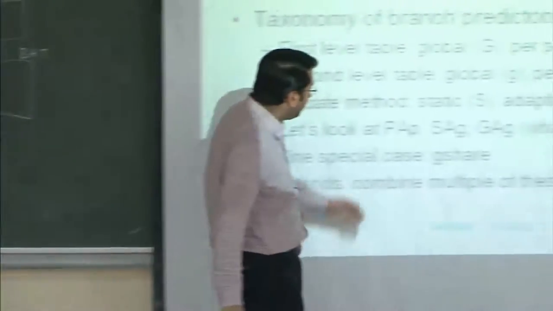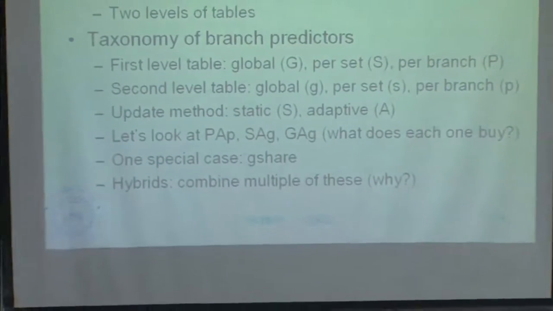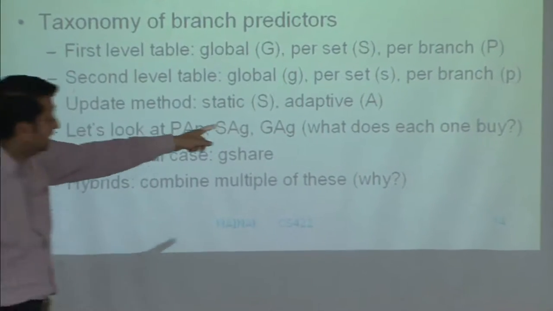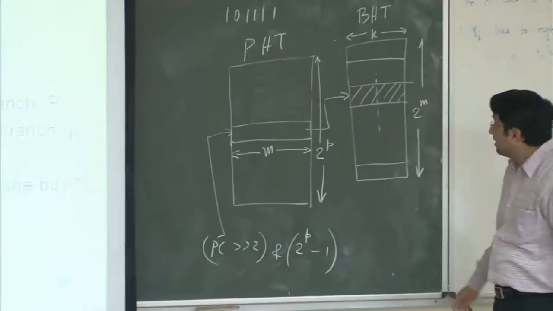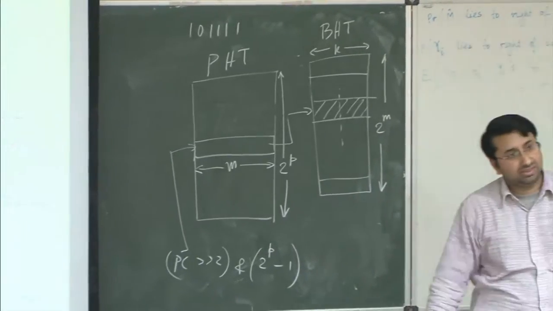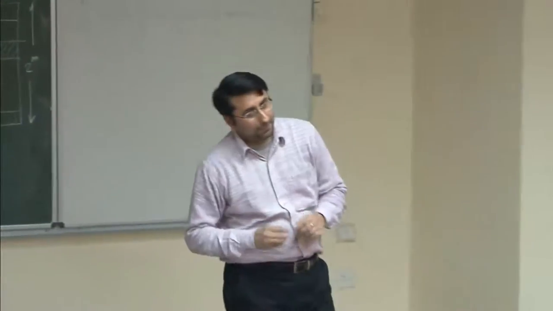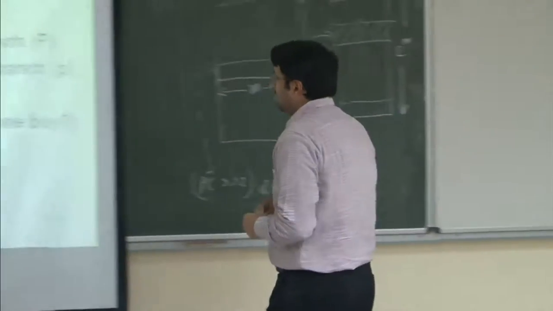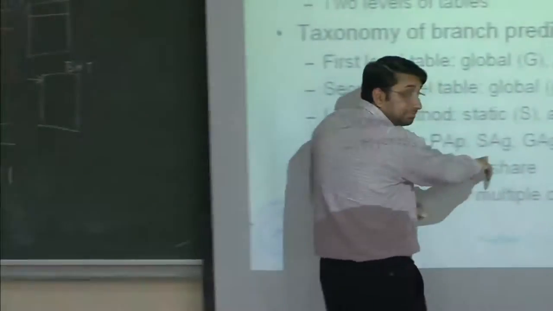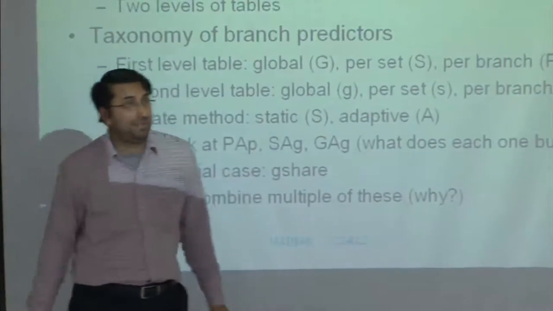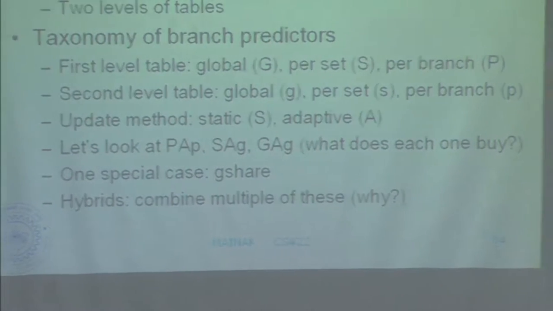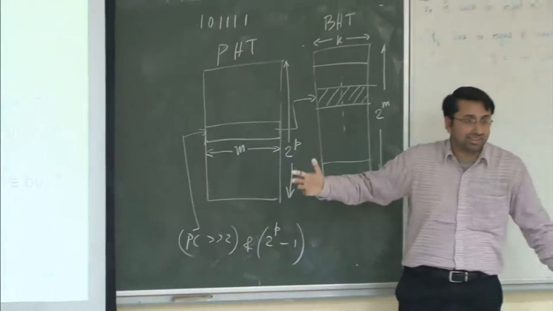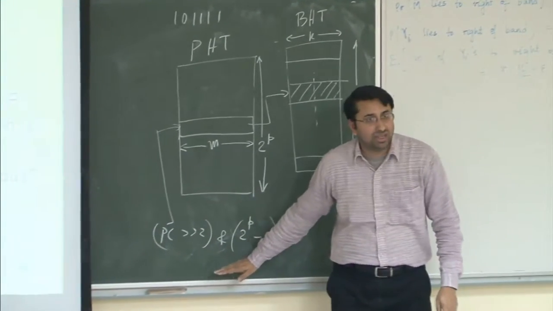Similarly, you can come up with SAG. SAG is probably one of the most popular ones. That is a SAG predictor. Each entry corresponds to a set of branches here, and it's a global table. It will not be beneficial for correlating branches. Yeah, right, of course. SAG will be able to learn some correlation, provided your mapping function is able to map those correlated branches to the same set. But that's an accident. It's impossible to design such a hash function beforehand.